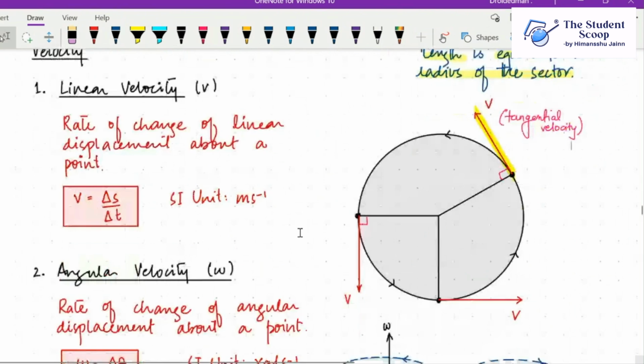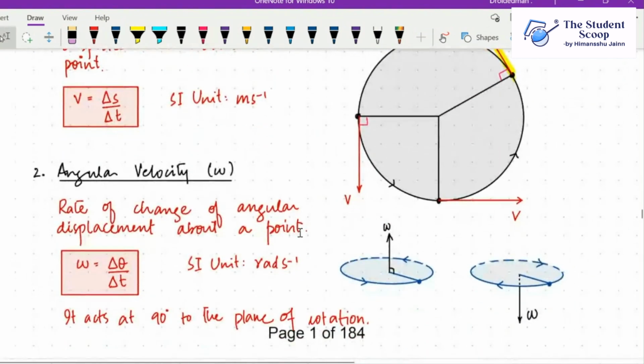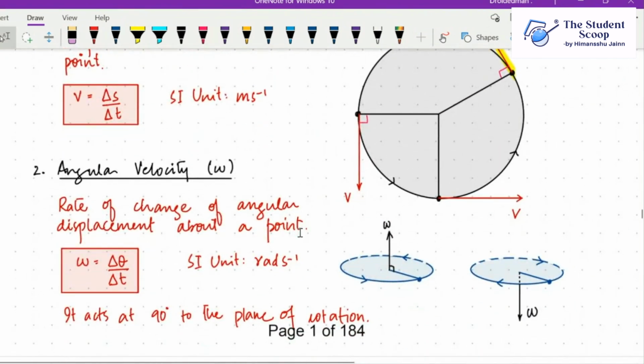Then we have our angular velocity. Angular velocity is the rate of change of angular displacement.